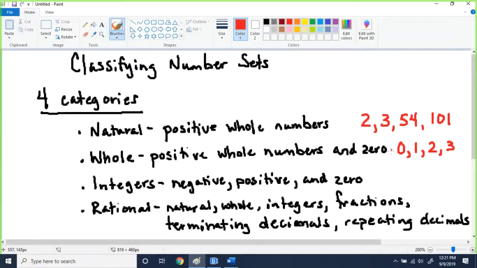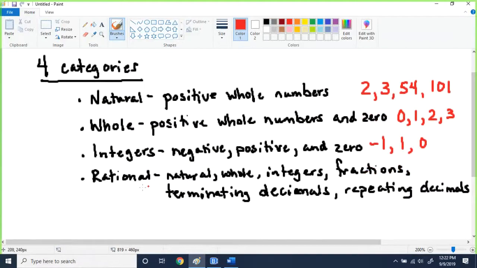Your integers will be a negative number, a positive number, and zero. A rational number can be a negative number, a positive whole number, zero, a terminating decimal, which means it stops, a repeating decimal, which has the bar over the last number, and fractions.